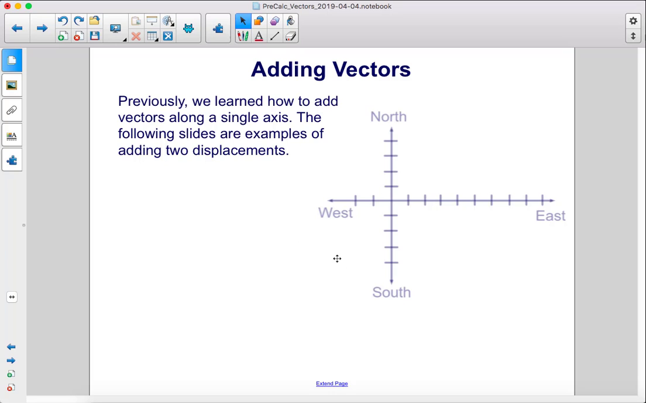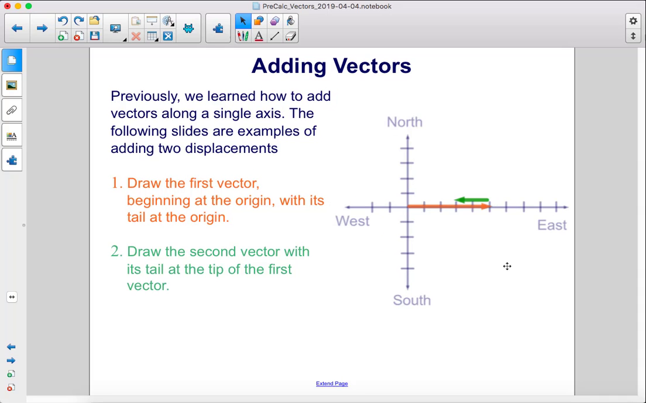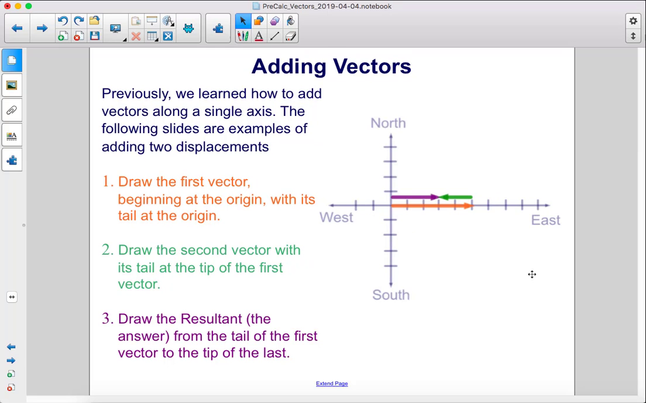Previously, we learned how to add vectors along a single axis. The following slides are examples of adding two displacements. Draw the first vector beginning at the origin with its tail at the origin. Then, draw the second vector with its tail at the tip of the first vector. Finally, draw the resultant, or the answer, from the tail of the first vector to the tip of the last.